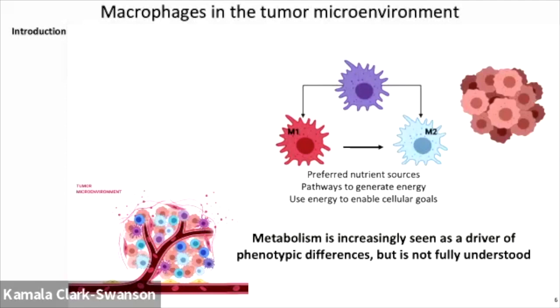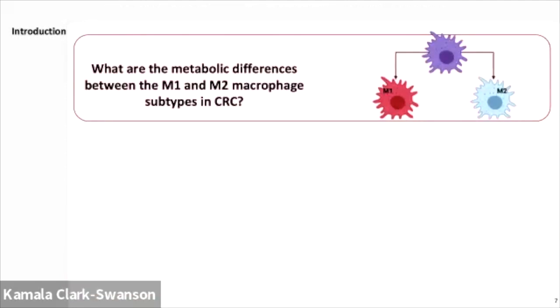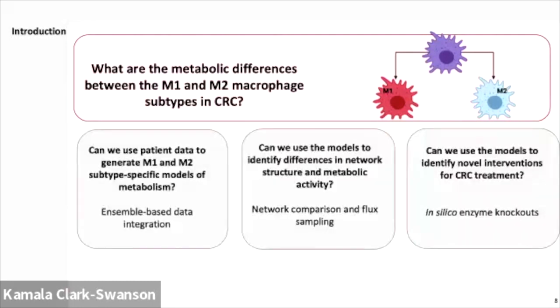And so, like everyone here, we've decided to use modeling. The focus of my work is to understand the metabolic differences between M1 and M2 macrophage subtypes. And so to give a little roadmap for how this will progress, we want to first use patient data to generate these M1 and M2 specific models. We then want to identify the main differences both in network structure and in predicted activity. And then we want to really apply the models to identify new treatment strategies.